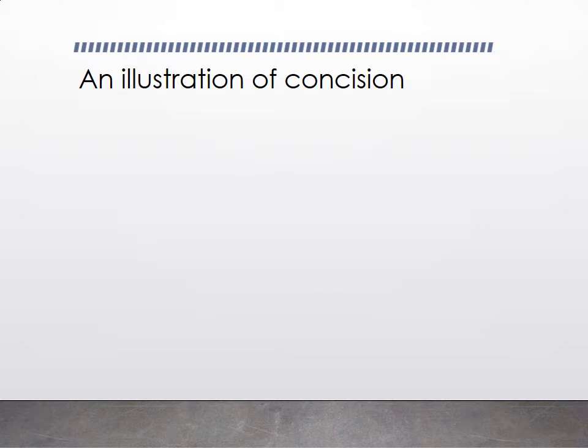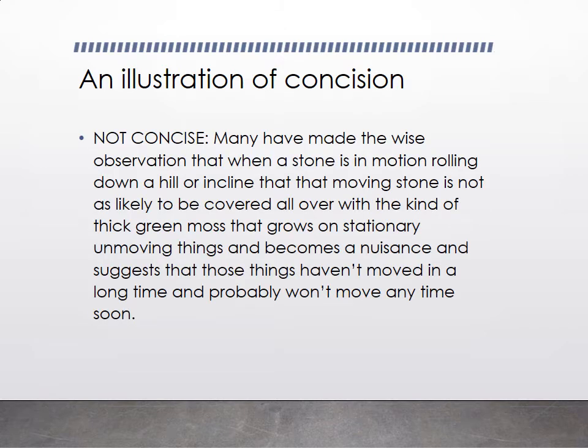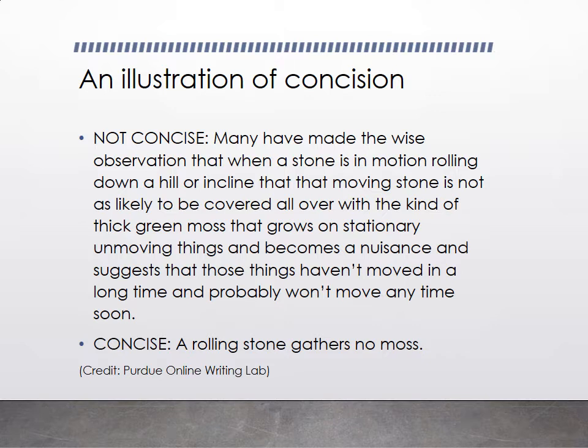So here's an example of what we're talking about. This is a little bit humorous. This particular statement is not particularly concise. It's a single sentence, but it's got a lot of words in it. The wording is kind of awkward. It's got long words in it. So I think we can clearly say this is not concise. How could we say this more concisely? A rolling stone gathers no moss. Now this is a bit of an exaggeration for effect, but this is what we're talking about. Cutting through all the fluff and keeping the important meaning of what we have.